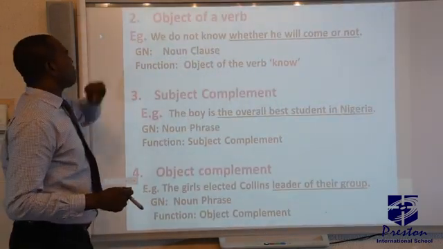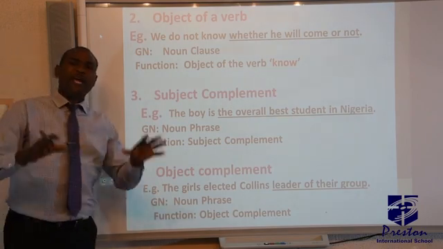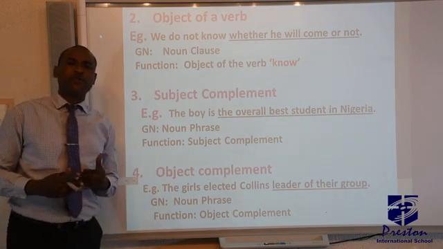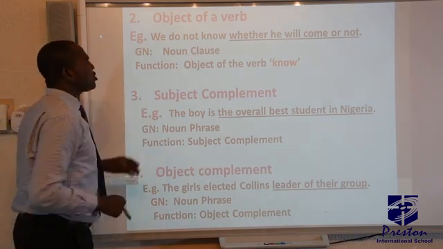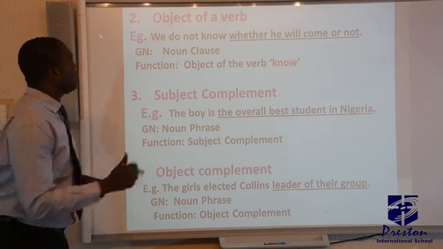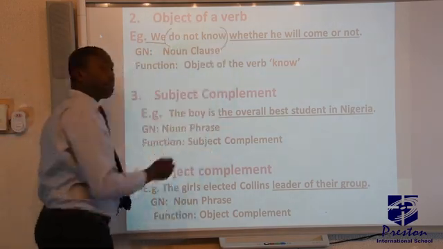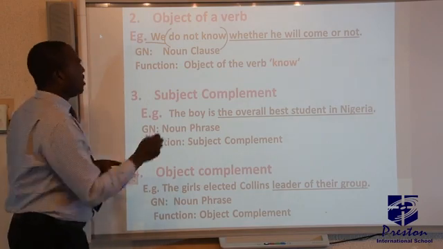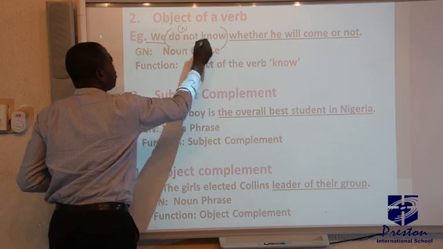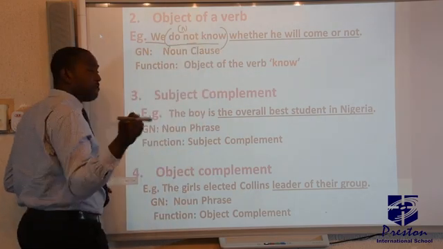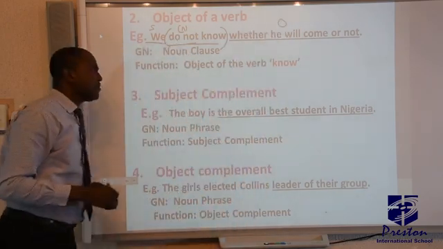Next, the second function is that a noun phrase or clause functions as object of a verb. For example, we do not know whether it will come or not. So this is the subject, and you have this as your verb phrase. Even though you have a negator in between, what you have here is a verb phrase. You have this as your subject and this as your object.